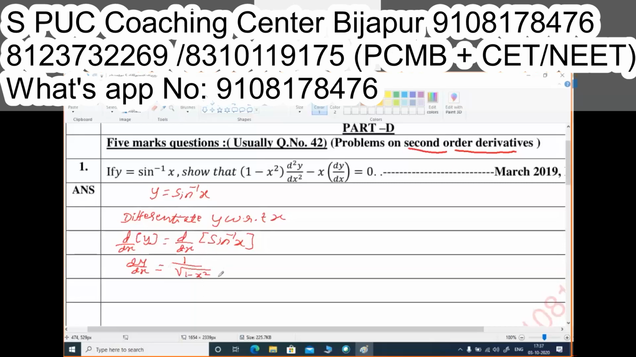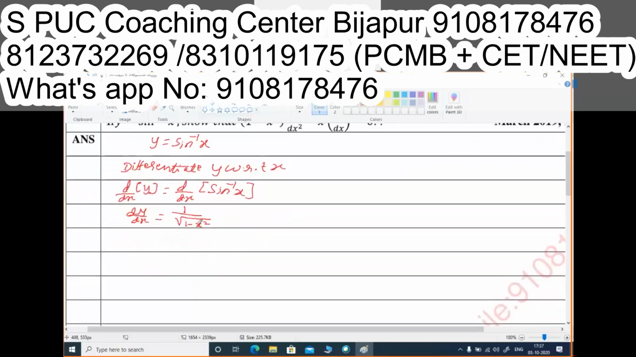From this step onwards, somebody is going to use the quotient rule formula, somebody is going to do a cross multiplication. The easiest is you take this term to this side, then it implies root of 1 minus x square, multiplying this term on this side, into dy by dx, is equal to 1.